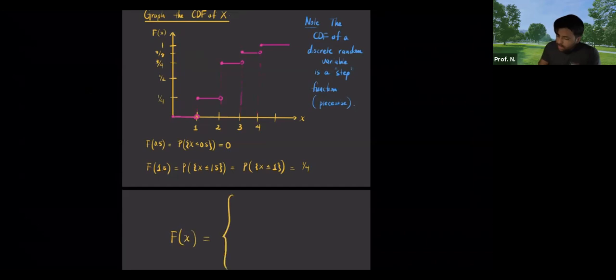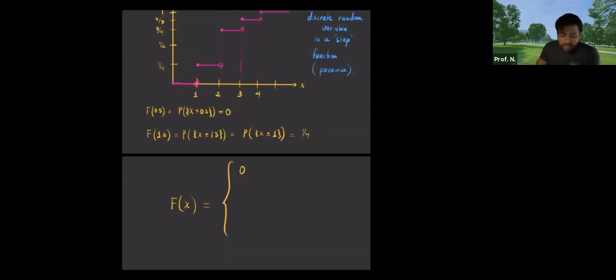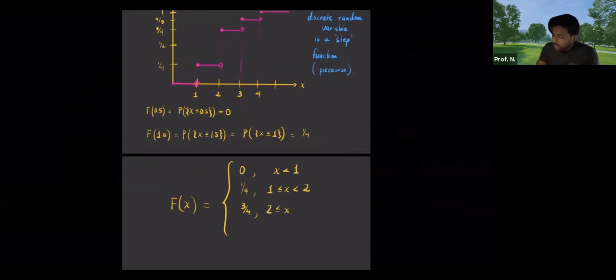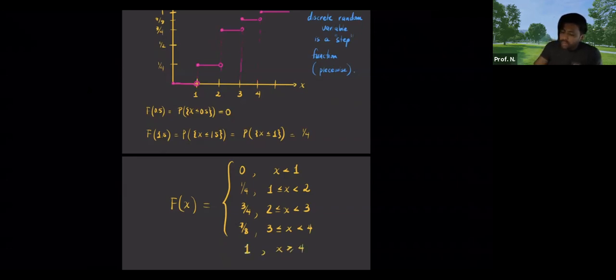It's 0 whenever x is less than 1. It's a fourth when x is greater than or equal to 1, but less than 2. You see, it's strictly less than 2. Then it equals 3/4 when x is greater than or equal to 2, but less than 3. And then we get 7/8 when x is greater than or equal to 3, but less than 4. And then finally, when x is greater than or equal to 4, the cumulative distribution function is defined at 1.